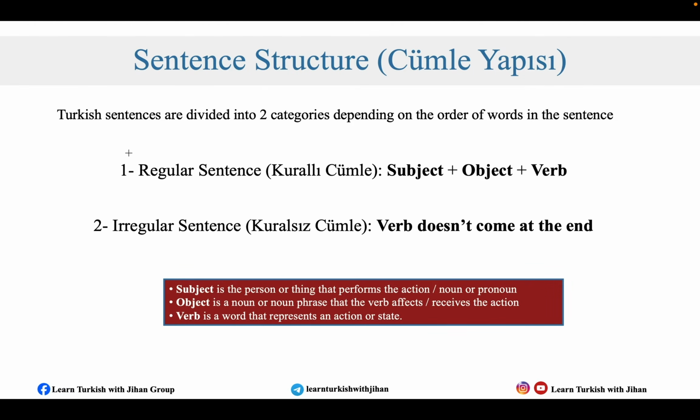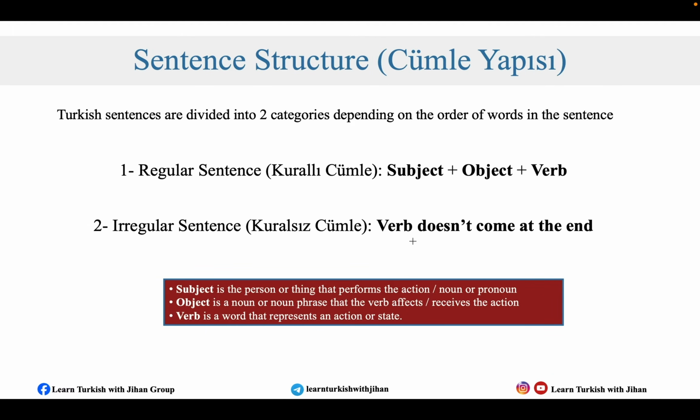So the first category, we have the subject at the beginning, verb at the end, and the object in the middle. The irregular sentence is kuralsız cümle. Kural means rule. Kuralsız means without a rule. So we have the first one, the regular sentence, which is a sentence with a rule. The irregular sentence is a sentence without a rule. In this irregular sentence, the verb doesn't come at the end. This is what you should know. The verb doesn't come at the end.